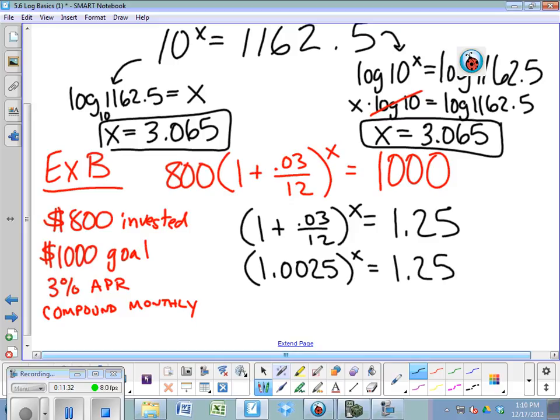Then you have two different paths you can take. It's all on your comfort level. If you're more comfortable rewriting that as a log, go for it. If you like logging both sides, fine. Let's pick one for this problem. Log both sides.